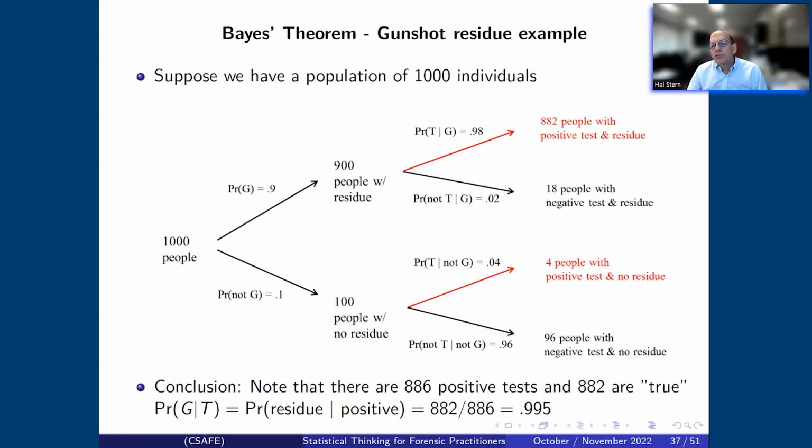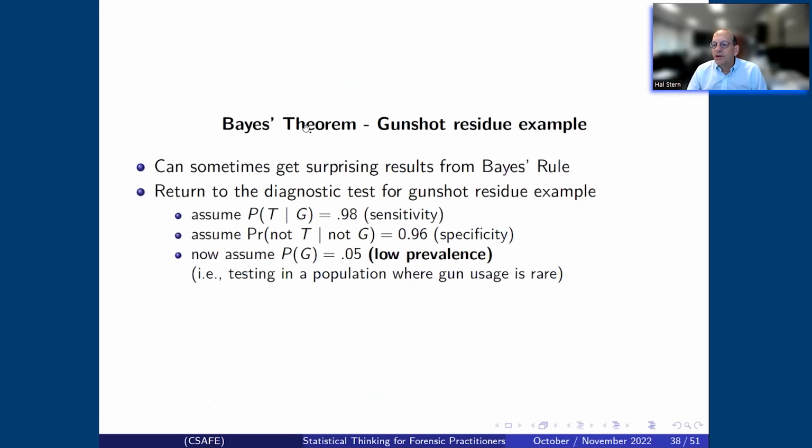So let's think about that in a slightly different situation. So I'm going to show you something that I find surprising. You may or may not. Same exact setting, same exact test. So the test is still very good, 98% sensitivity, 96% specificity. It almost always gives the right answer. But I'm going to apply the test in a different state. Let's call it, I don't know, Connecticut.